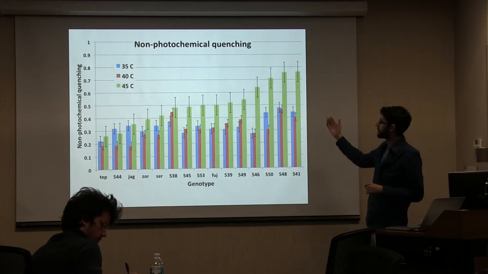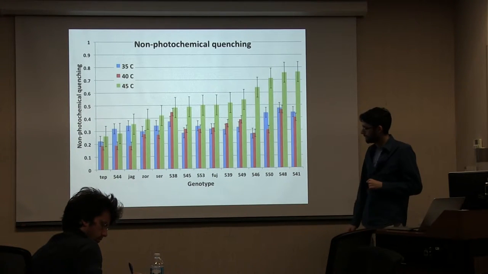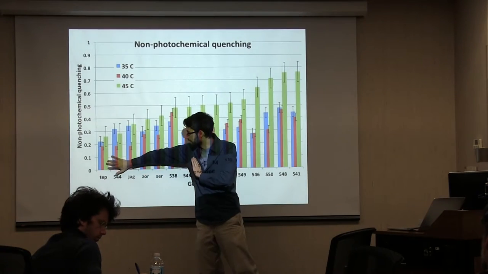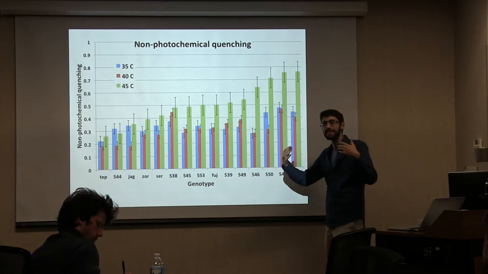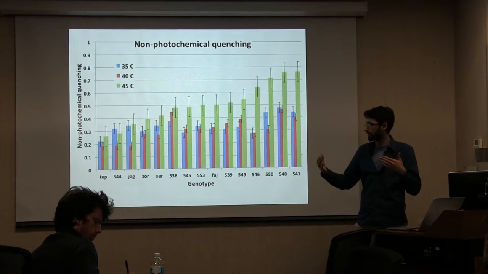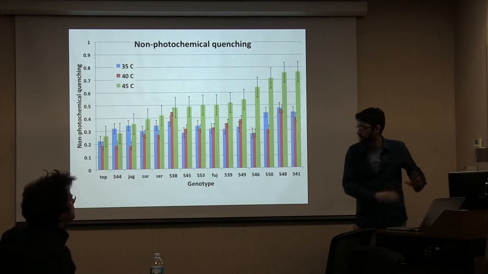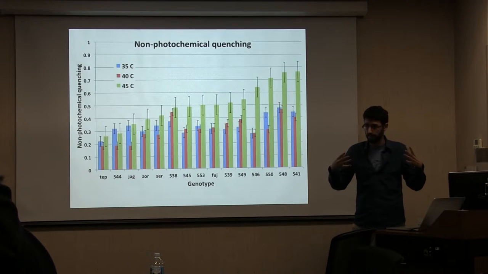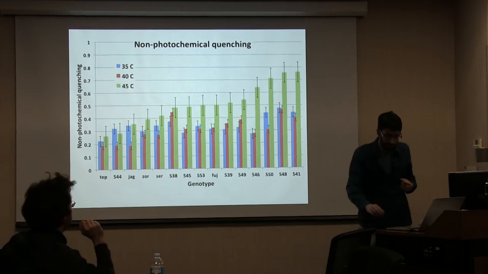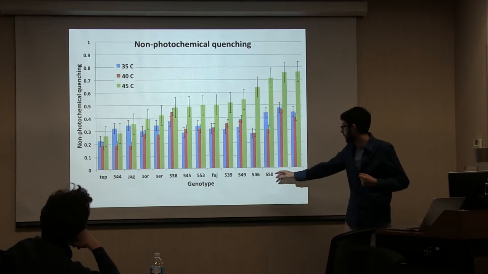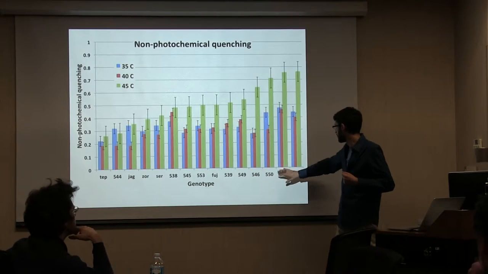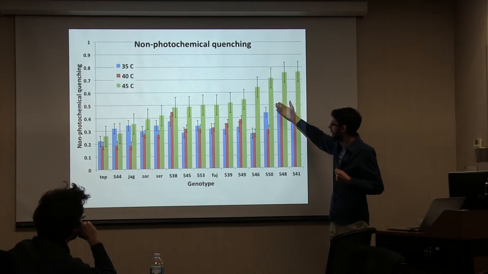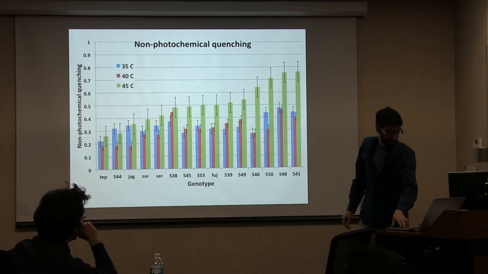And of course, we're able to take non-photochemical quenching at the same time as well. And fortunately, we see sort of that inverse. Tepary has very little non-photochemical quenching, so it's not having to dissipate as much of the energy that it's absorbing. It can use most of that energy for photosynthesis and not have to dissipate excess energy, because its photosynthetic machinery is still very capable. But again, our less tolerant lines, 550, 548, you start to see this very large rise at 45 degrees Celsius. That's an indication of high stress.